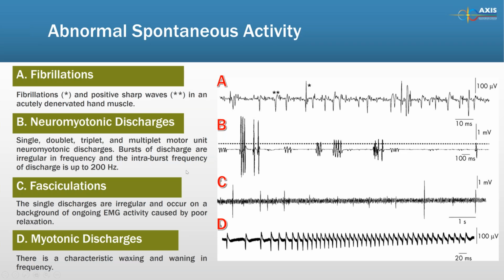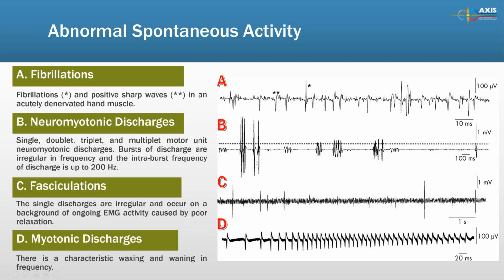If you look at this picture, the A is fibrillation, and it is characterized by positive sharp waves, single asterisks, and these two double asterisks. So these are all positives, and these are called fibrillation. And this is typically due to denervated hand muscles. If the nerve is cut or damaged, it takes 7 to 10 days, and after 7 to 10 days, the muscle becomes hypersensitive and it starts doing fibrillation.